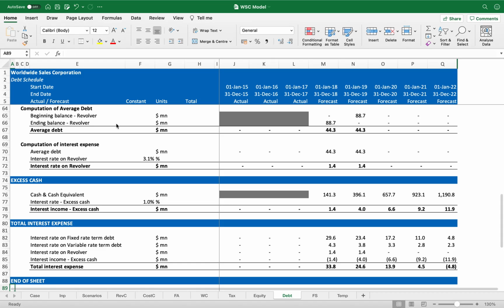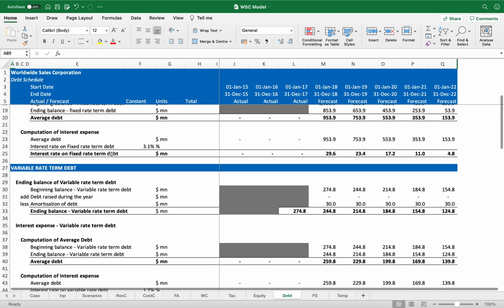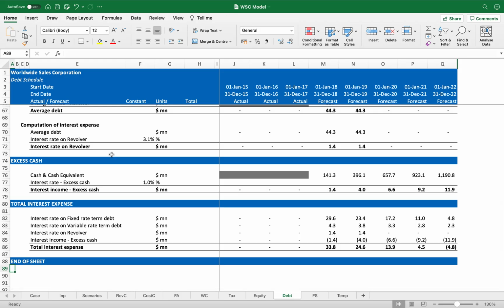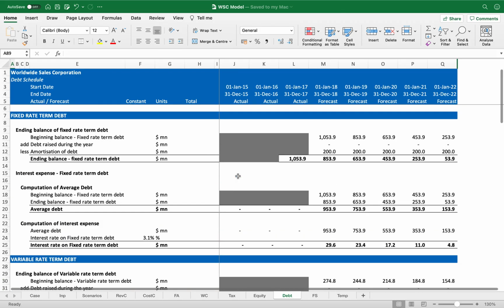Finally you can take a sigh of relief. So we are done with the debt computations, and we've come a long way. Alright, that completes my debt computations. Now please, I am repeating this one more time, please save your workbooks here. Alright, please save it here. And let's start linking the numbers.